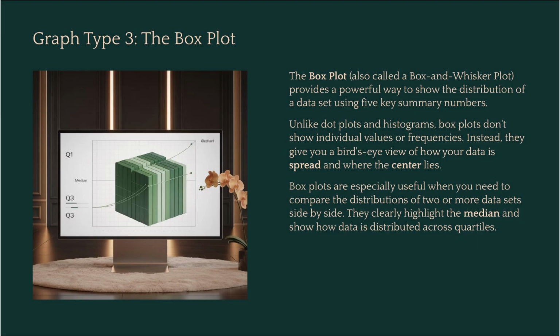Our third graph is the box plot, also called a box and whisker plot. This plot is essential for showing the spread and the median of the data. It's especially useful for comparing 2 different datasets. The box plot is built entirely on the 5-number summary.